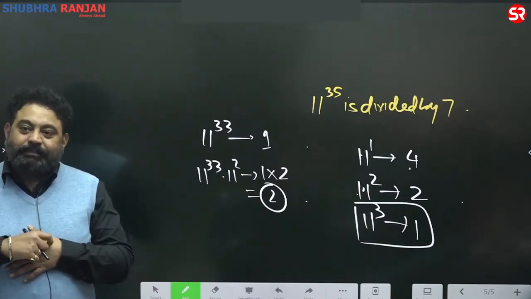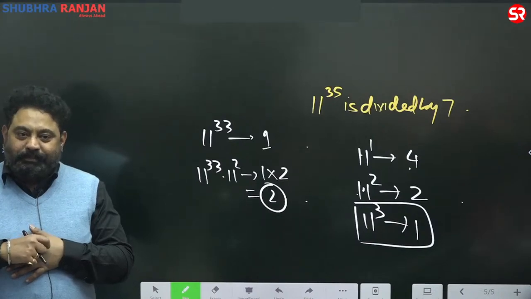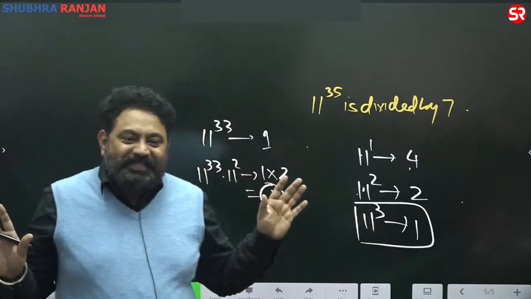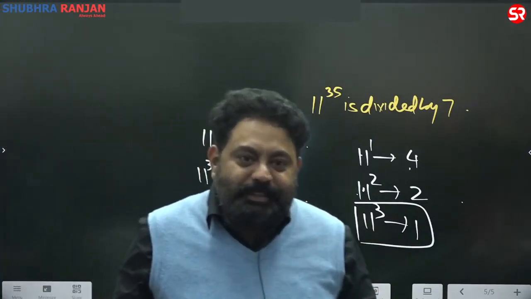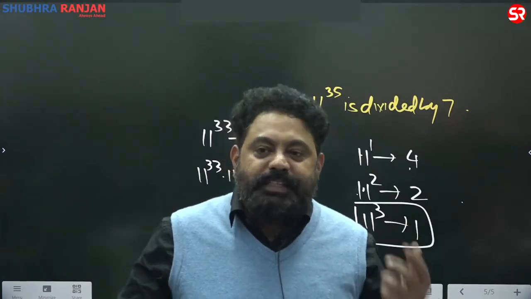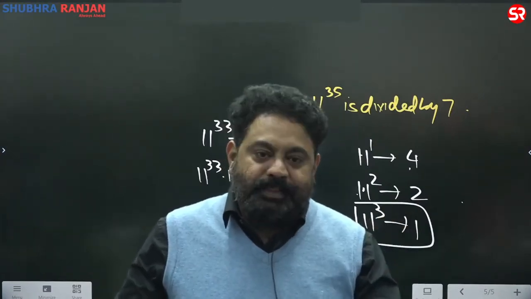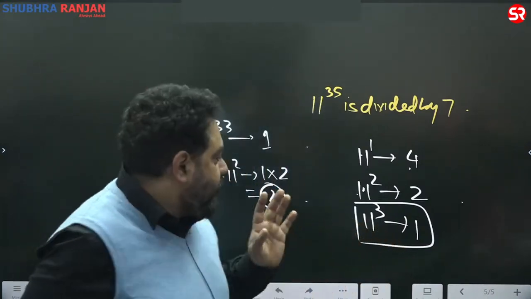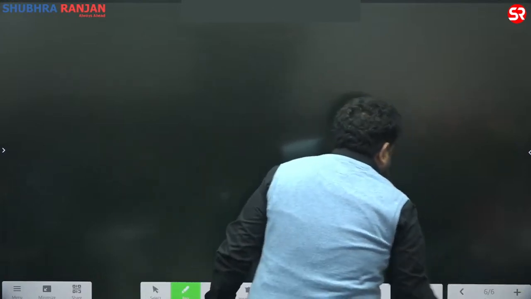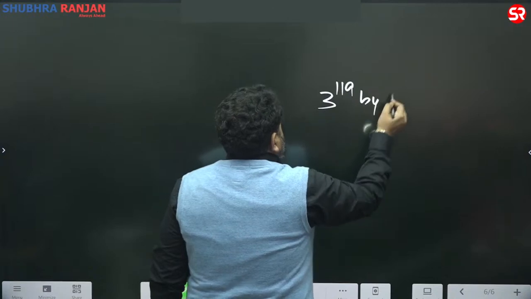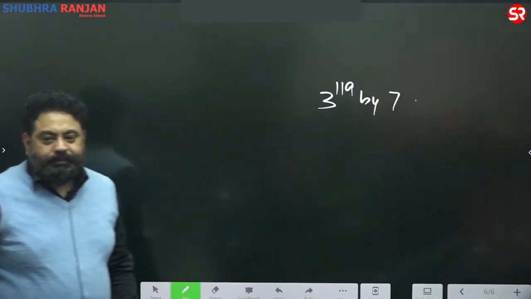Clear? Clear, guys? All is well. Let's do one more. We won't stop till the time we are sorted that we can easily solve this issue. We would keep on banging on this question. So let's see one more. 3 to the power 119 by 7. What is the remainder?